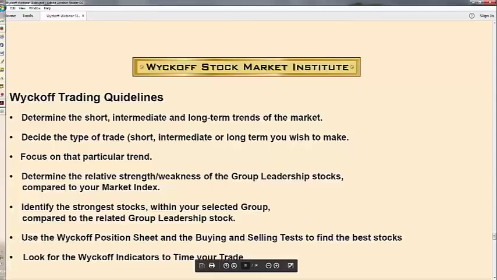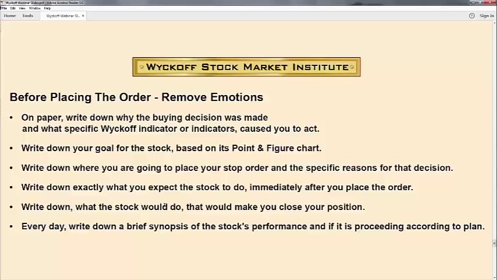Now, before placing your order, remove emotions. On paper, write down your specific Wyckoff indicator or indicators that caused you to act. Write down the goal of the stock based on its point and figure chart. Write down where you are going to place your stop order and a specific reason for that decision. Write down exactly what you expect the stock to do immediately after you place the order. Write down what the stock would do that would make you close your position. And every day, write down a brief synopsis of the stock's performance and if it's proceeding according to plan. The key word there is write down.